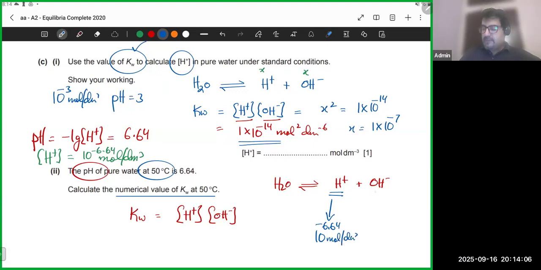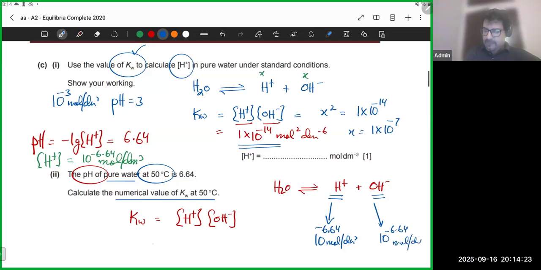Now we know the OH concentration will be exactly the same, because it is pure water. You can remember it's written over here, it is pure water. So the other ion will also have exactly the same concentration, that's 10 power minus 6.64 mole per dm cube. So we just need to solve this. So it's 10 power minus 6.64 times 10 power minus 6.64. What do we get?